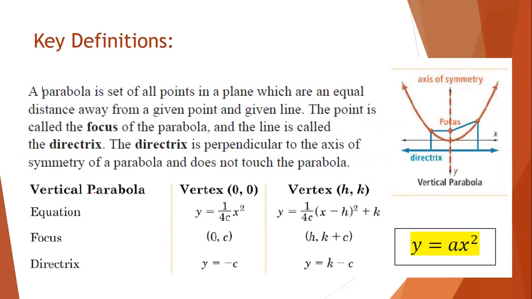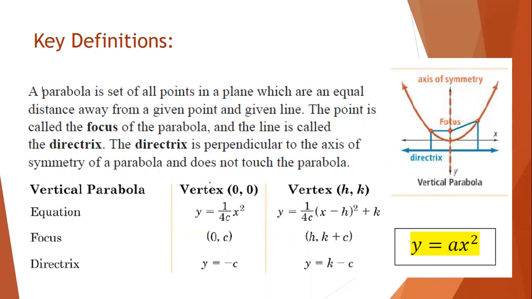So key things we have to focus on. A parabola is a set of all points in a plane which are equal distance from a given point and a given line, okay? The point, that's called your focus. So equal distance from the focus, and the line is called your directrix. This right here, that's your directrix, okay? The directrix is perpendicular to the axis of symmetry. So our axis of symmetry and our directrix are perpendicular. And they do not touch the parabola. The directrix is not on the parabola.